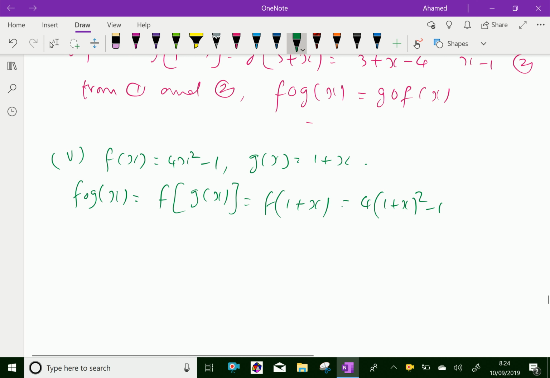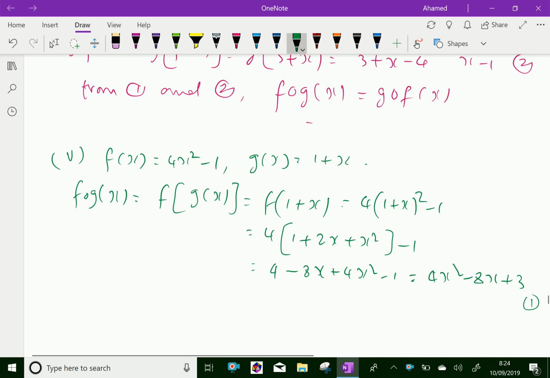which by expanding you get 4 into 1 square plus 2ab, that is 2x, plus x square, minus 1. Further, equal to 4 into 1 is 4, plus 8x plus 4x square, minus 1, which is equal to 4x square plus 8x. 4 minus 1 is plus 3. Let it be 1.